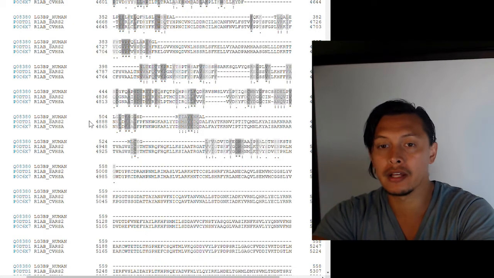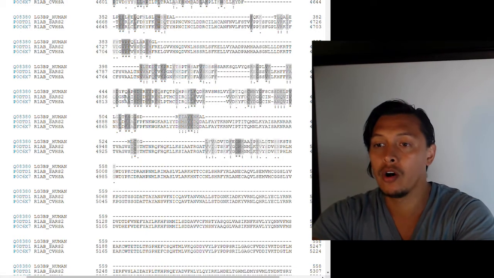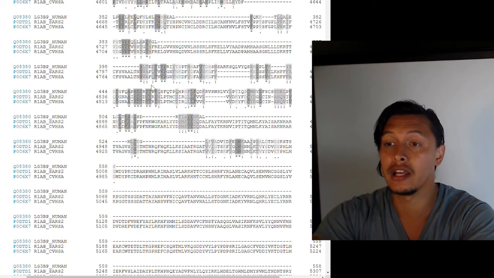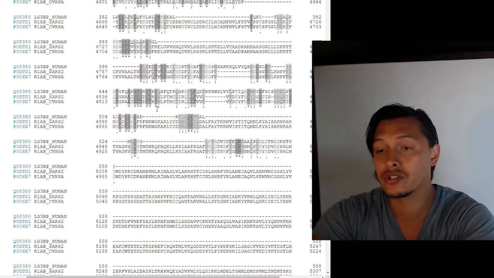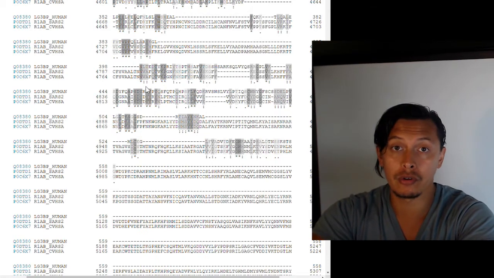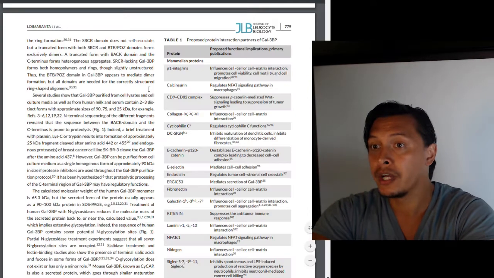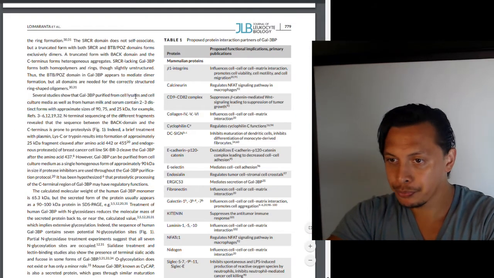So just keep that in mind. This doesn't mean that it stole it, or that they are related. It just means that they have similar amino acid structures because whatever function they're doing is probably similar. So sorry, I've been rambling.